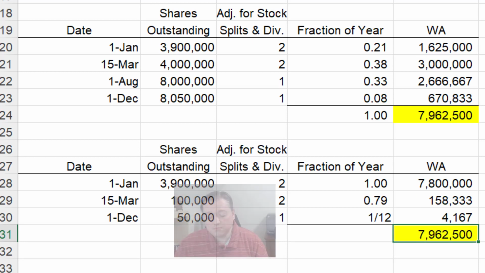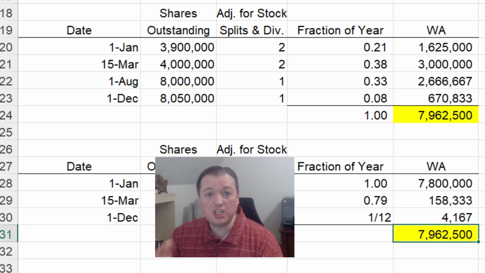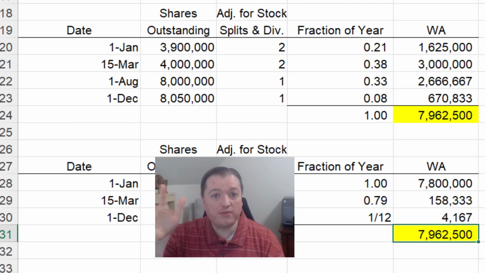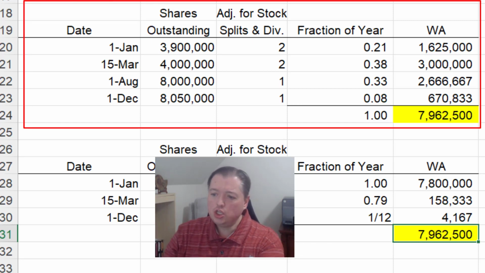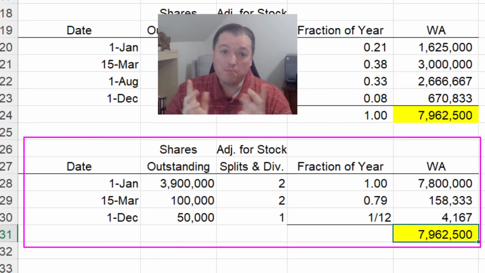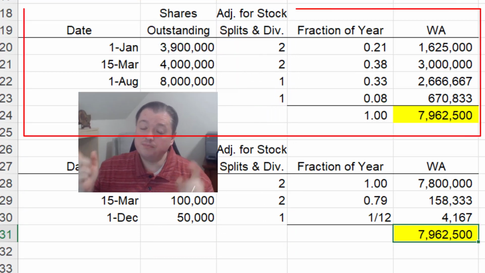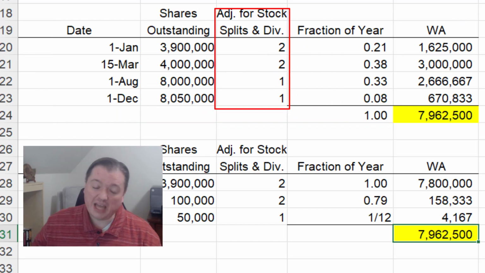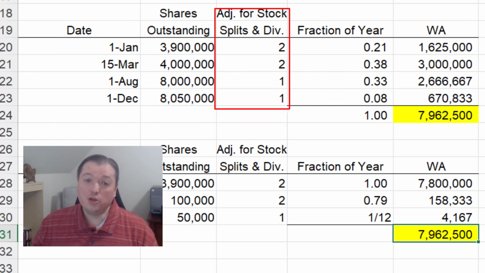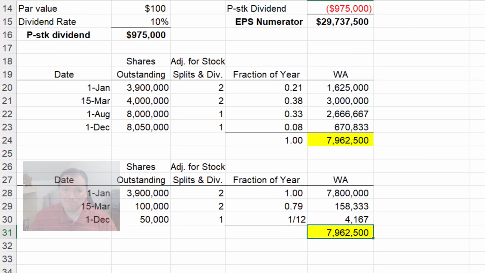Which way is best? Depends on how you think about it. If you want to think about it in terms of the absolute number of shares outstanding all the time, you do the table at the top. If you want to think about it instead by the changes, you do the table at the bottom. My recommendation is the one at the top because it makes it easier to adjust for stock splits and dividends. But again, it's entirely up to you. The results come out exactly the same.